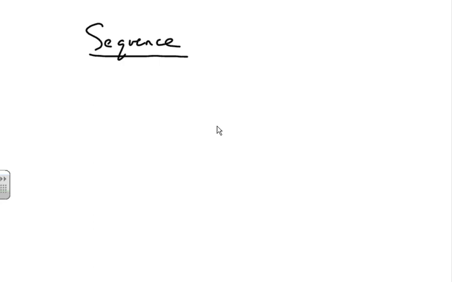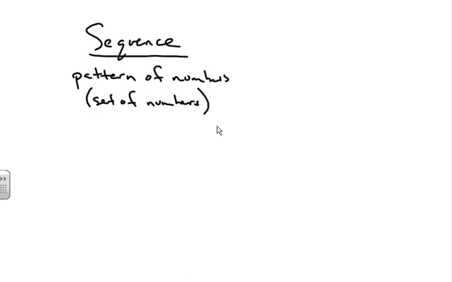All right, what we're going to talk about today is what are sequences. Sequences, if you're familiar, are a pattern of numbers. Some could also say a set of numbers. Now, these numbers generally come in a pattern, and that is generally what we try to do when we talk about sequences. We try to figure out the pattern of these number sets.